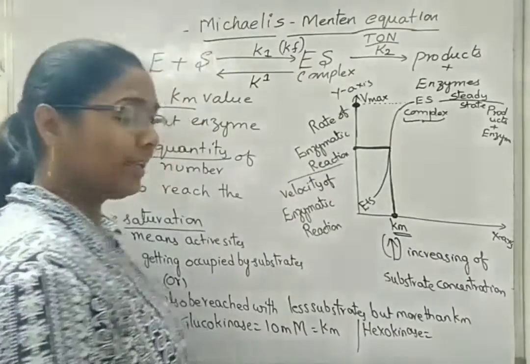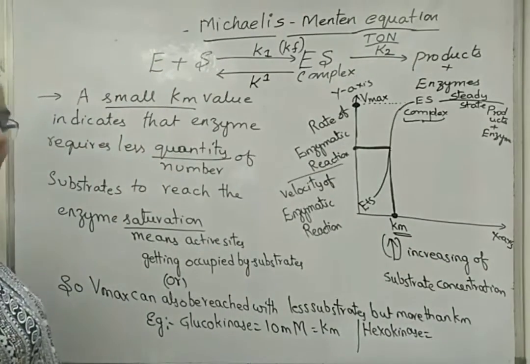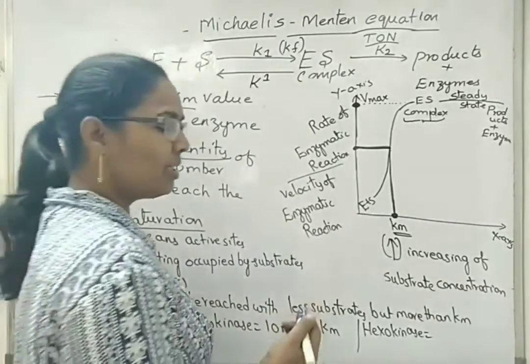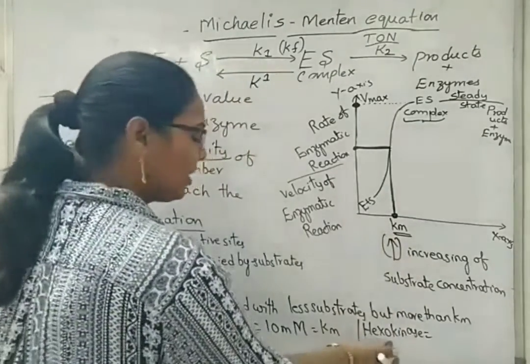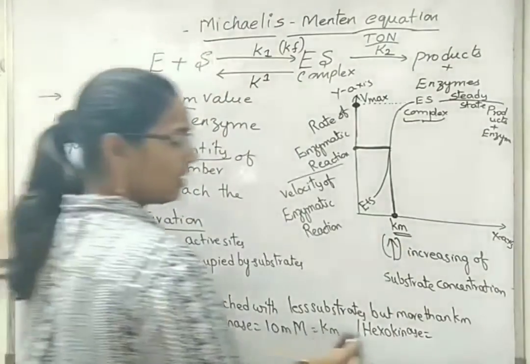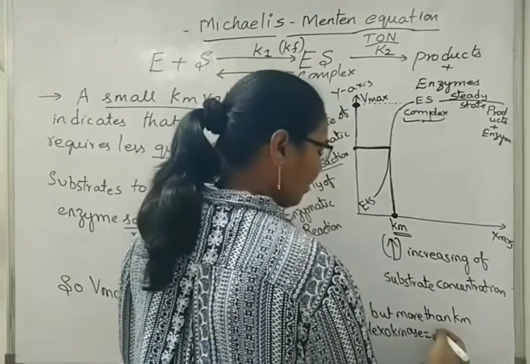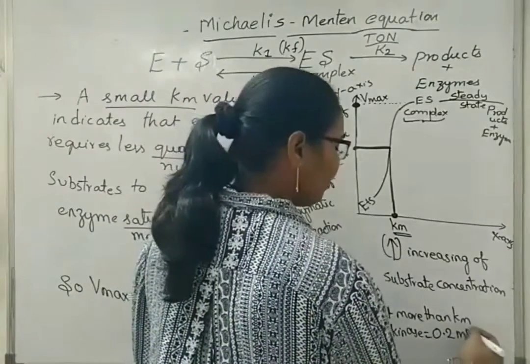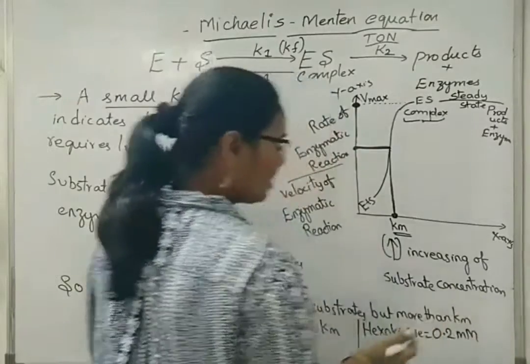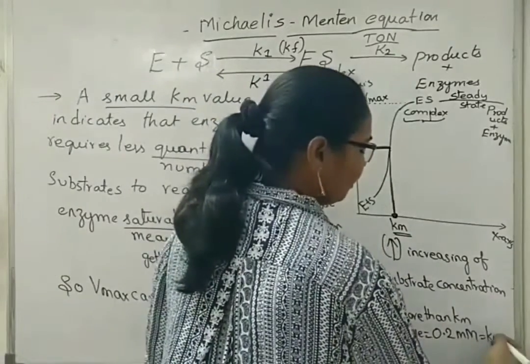Another enzyme example is hexokinase, which is present in the muscles, blood, etc. But it has a very small Km value, so it has high attraction towards the substrates. The substrate for either hexokinase or glucokinase is glucose only. Its Km is 0.2 millimolars. This is considered as the Km value.